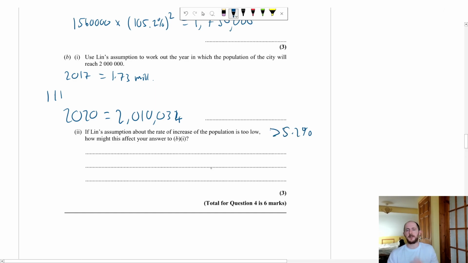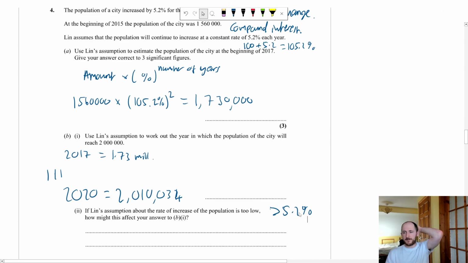Well, if we think about it, where did I use that 5.2%? I used it as a multiplier. If I multiply by a bigger number, what happens? The number gets bigger, right? Shocking. Like 2 times 2 is 4, 2 times 3 is 6, 2 times 4 is 8. The number gets bigger as I increase the number I'm multiplying by.